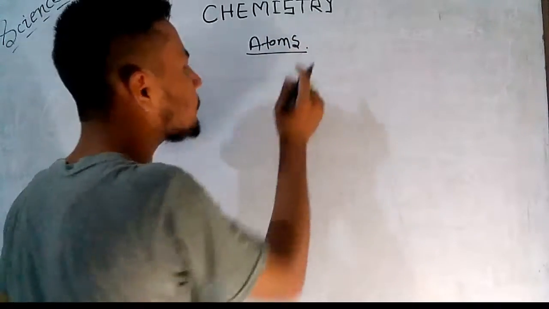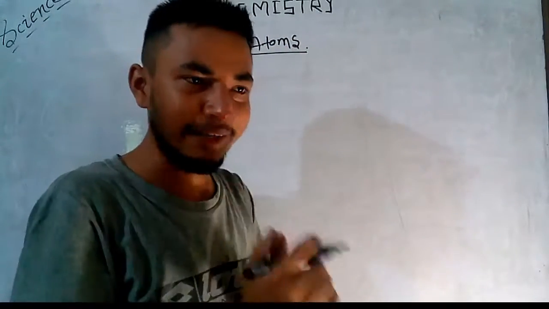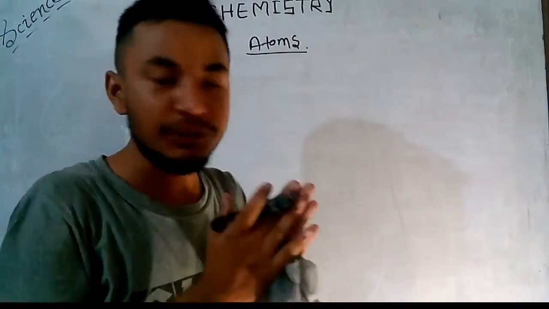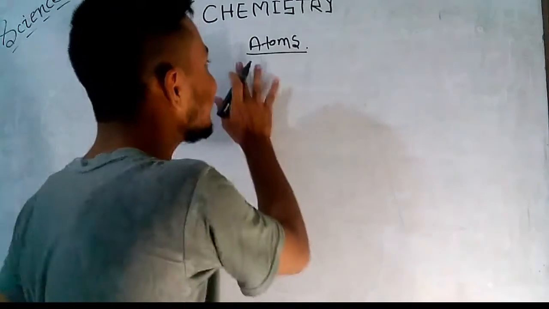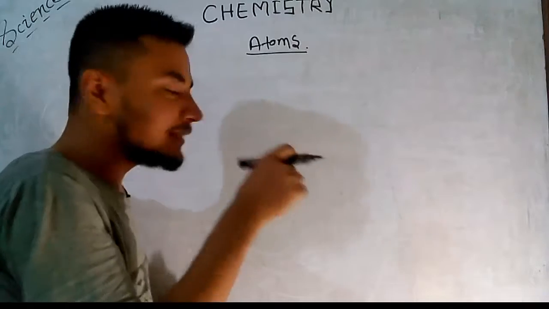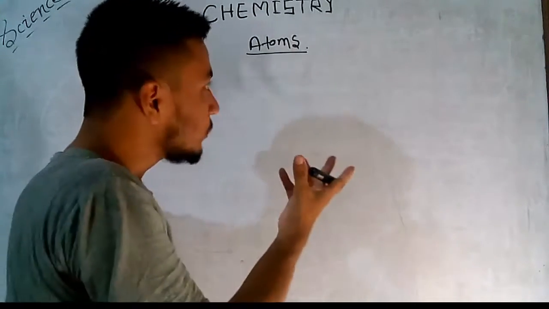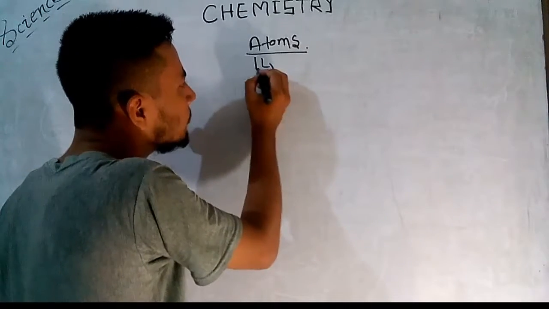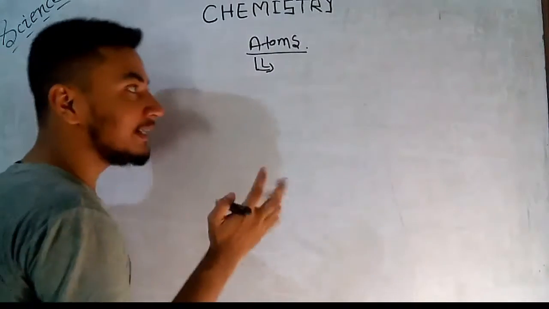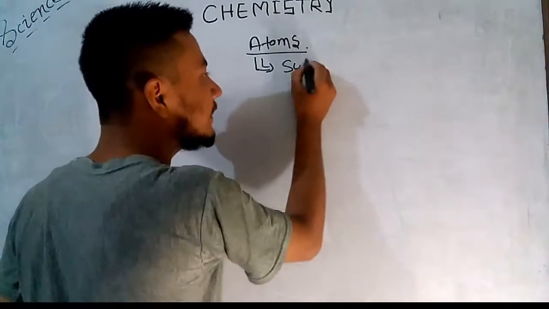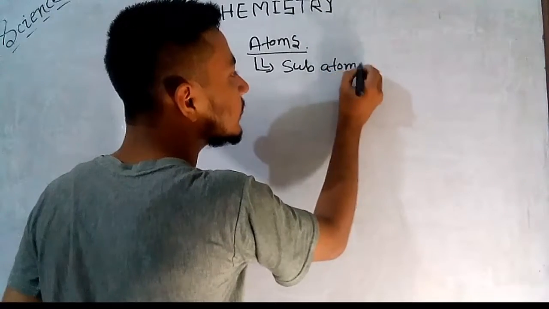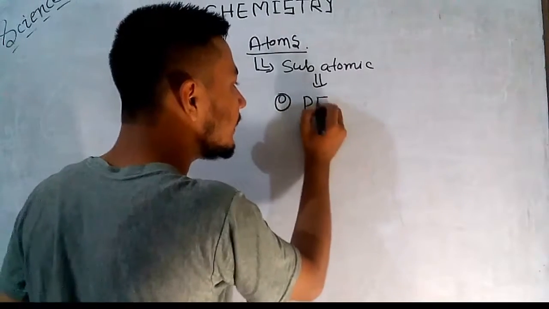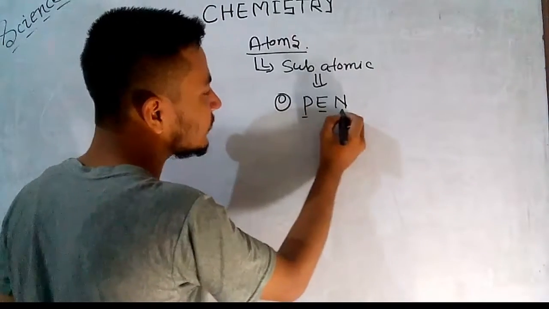Atoms are the smallest particles of elements which take part in chemical reactions and which cannot be broken into smaller ones. That is called an atom. We know atoms are made up of subatomic particles, and these subatomic particles are three in number. You can remember them using a trick, that is PEN. It means proton, electron and neutron.